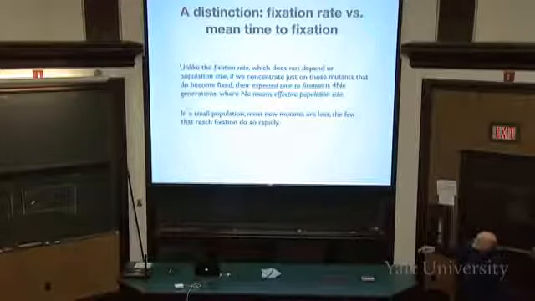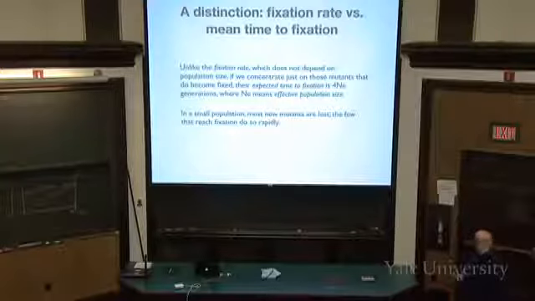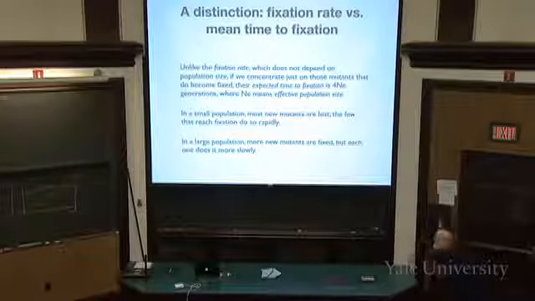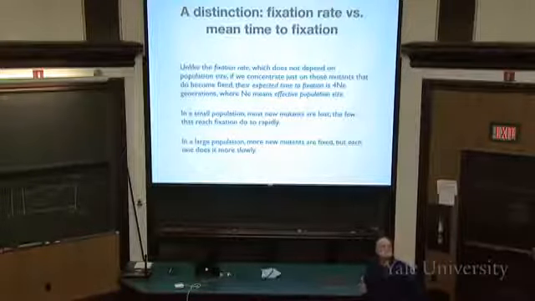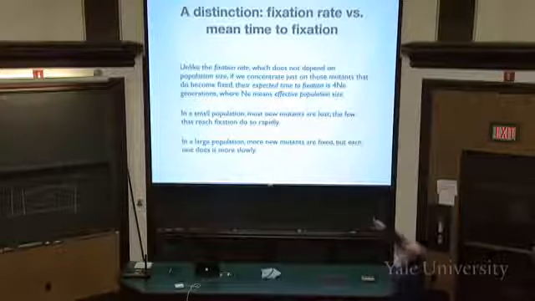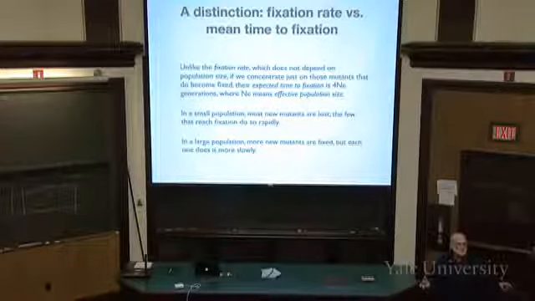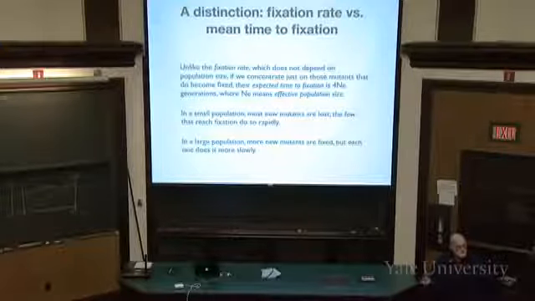In a small population, most of them are lost. The few that do reach fixation reach it rapidly, and in a large population, more new mutations are fixed, but each one does it more slowly. Those things compensate, and the fixation rate doesn't depend on population size if you're looking at the whole genome. The number of differences fixed over the whole genome doesn't depend on the size of the population.